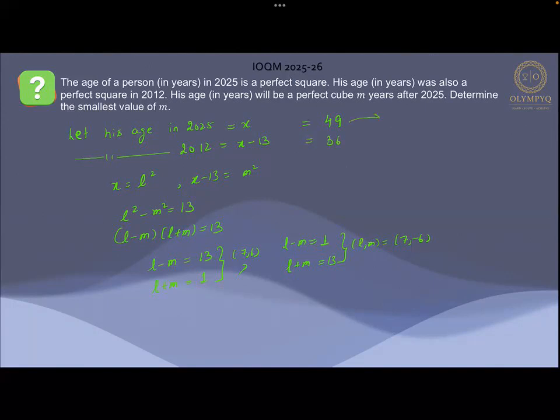Now, the perfect cube, or the cube of a number, which is coming after 49, will be equal to 4 cube, and that is equal to 64. And that is going to come after 64 minus 49 years. So that is going to be equal to 15. So after 15 years, his age will be a perfect cube, and his age will be 64 at that instance. So the correct answer for this question should be equal to 15, and the same has been mentioned by the IOQM final answer key as well.